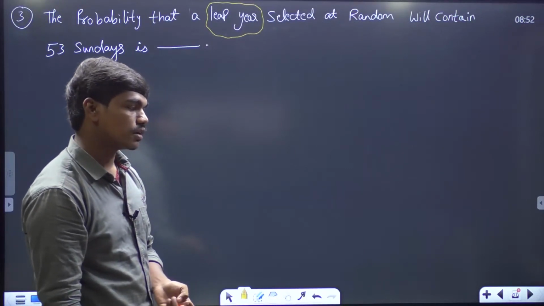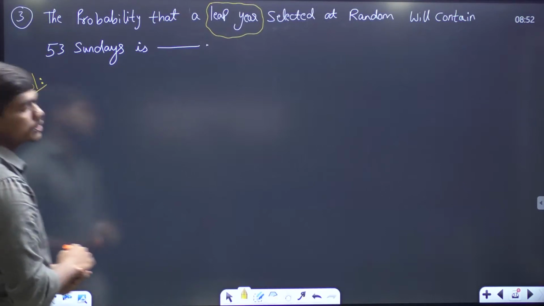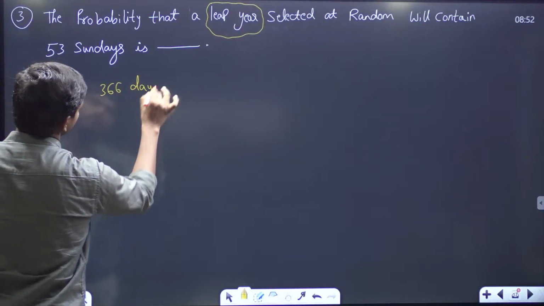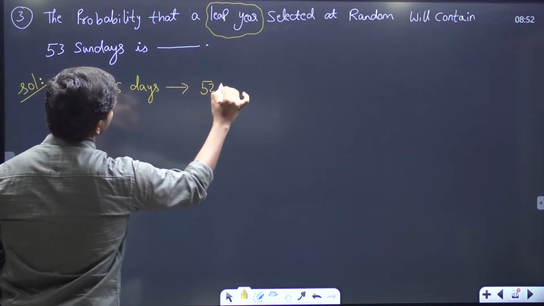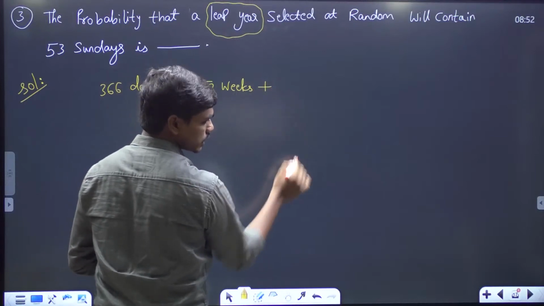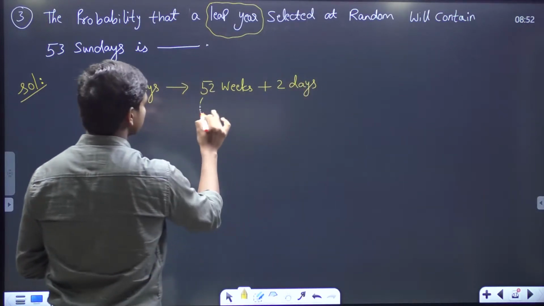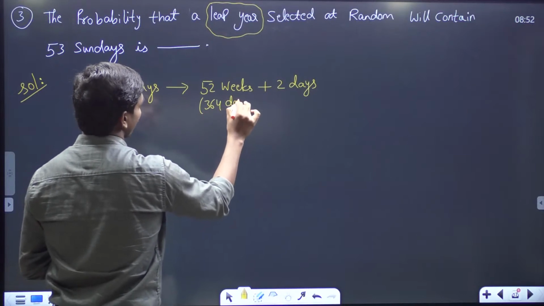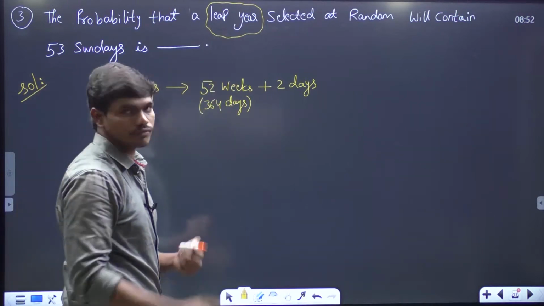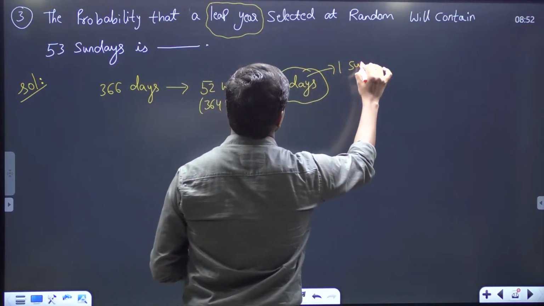So see here, solution. Now, 366 days, if you write carefully, you will be getting 52 weeks plus 2 days, correct? Because this is the same as 364 days. Now, in this 52 weeks, definitely 52 Sundays will come, for sure. So which means now out of these 2 days, you should have 1 Sunday. This is the question.